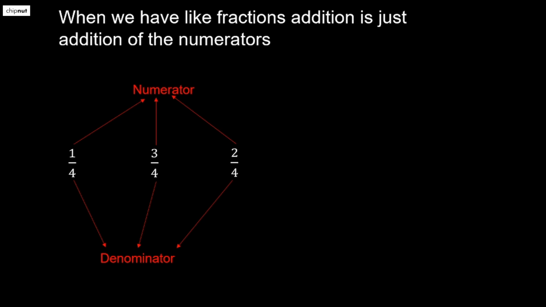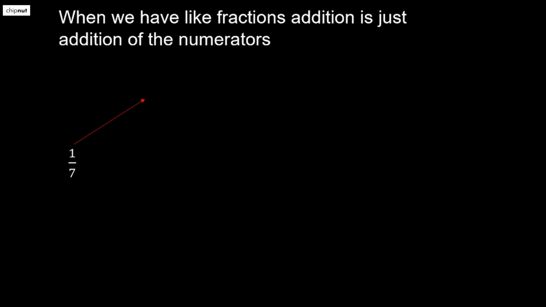Addition of like fractions. Let us understand. When we have like fractions, addition is just addition of the numerators. 1 by 4, 3 by 4 and 2 by 4 are like fractions. If we have to add these, we just add the numerators and we get the result. 1 plus 3 plus 2 is equal to 6, which gives us the fraction 6 by 4.